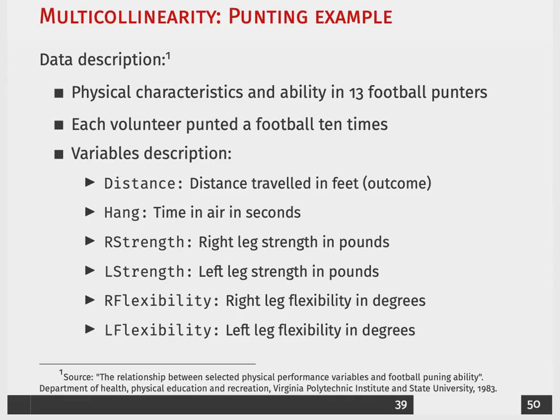And as many of you can guess, some of these are going to be highly correlated with each other, right? Like a certain amount of hang time is going to be correlated with distance, but your ability to get that hang time is going to be correlated with your leg strength. And it may not necessarily be the case that you need both of your legs to be strong and flexible to kick far, but I can't imagine that it would hurt. And if we added in overall strength, then we could certainly imagine that many of these predictors are highly correlated.